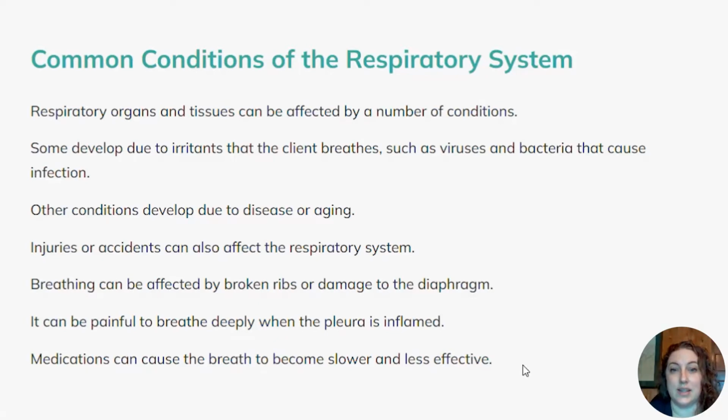Injuries or accidents can also affect the respiratory system. Breathing can be affected by broken ribs or damage to the diaphragm. It can be painful to breathe deeply when the pleura is inflamed. And medications can cause the breath to become slower and less effective.